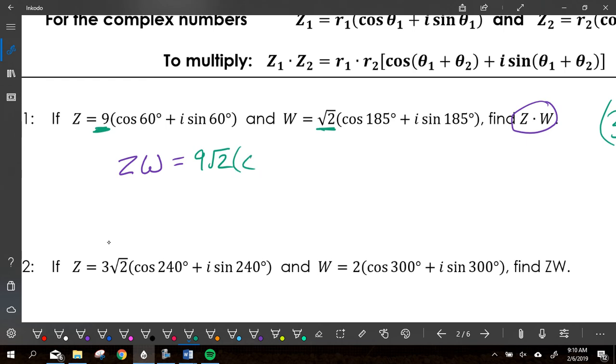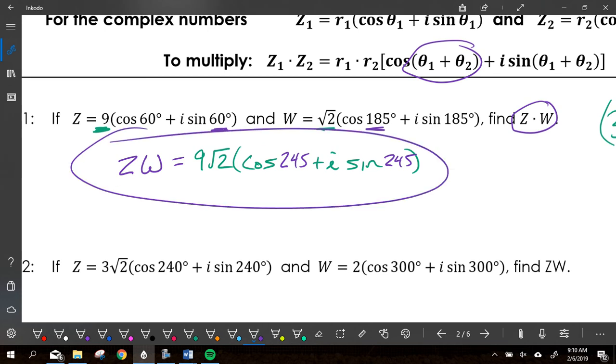And then I'm going to take the two angles and fill into this form. I'm going to add them together. So 60 plus 185, 245. I am now done. That's it. That's all you have to do. It's way easier to manipulate complex polars than rectangular complex numbers.